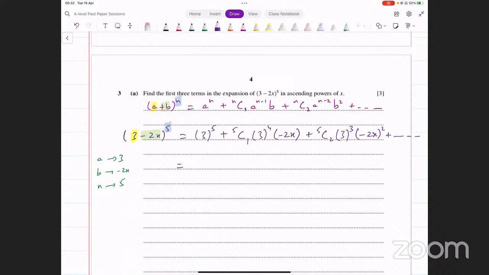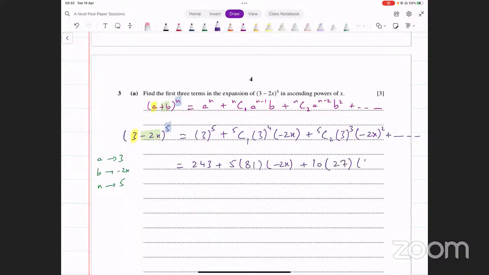3 raised to power 5 gives you 243. 5c1 is 5. 3 raised to power 4 is 81, into minus 2x. 5c2 is 10, I think. Yes, 5c2 is 10. 3 cube is 27, into minus 2x ka whole square.